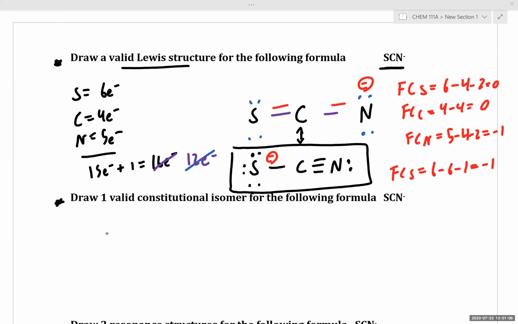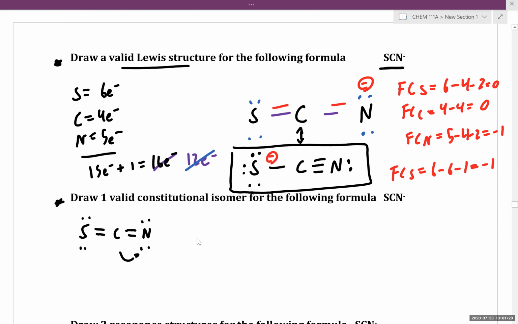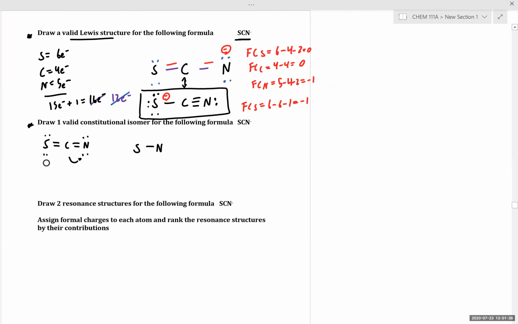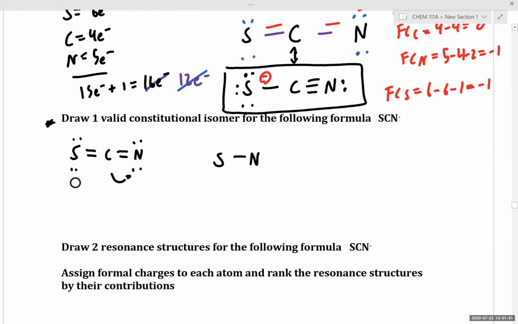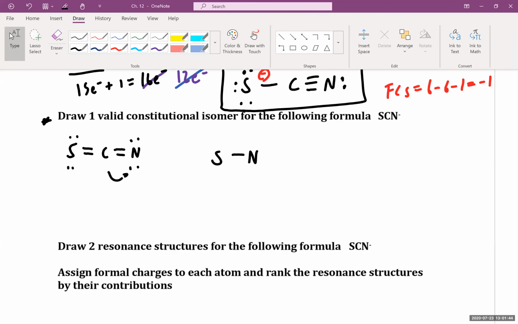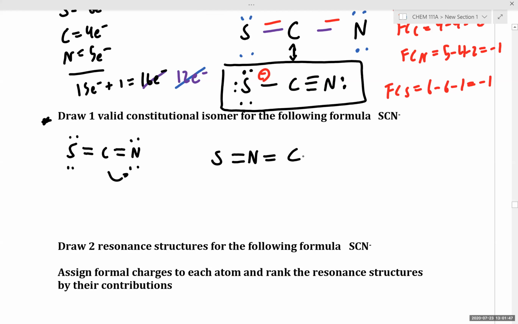Let's now try, given our initial skeleton, to draw some constitutional isomers. What I'm going to do is swap carbon and nitrogen, and that in turn will give me the following constitutional isomer. So we have sulfur connected to nitrogen, which is connected to carbon.